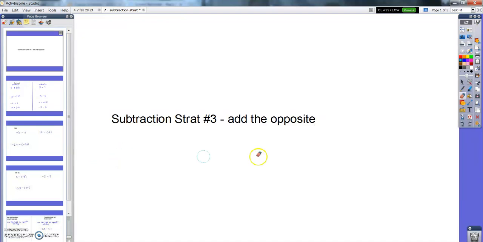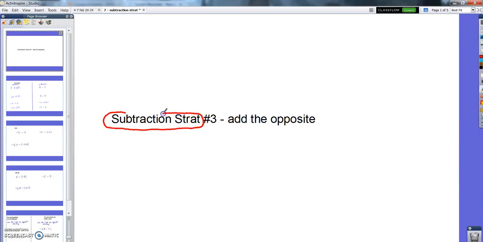Hi there, advanced math. I'm going to show you one last subtraction strategy today called add the opposite. The symbols strategy and the number line strategy were both very visual. If you don't love the visual strategies and you just like the do the math strategies, this is going to be the one for you. So go ahead and make this the title of your last subtraction strategy page and close your notebook up, and you can open it up and write when we get to the we do.